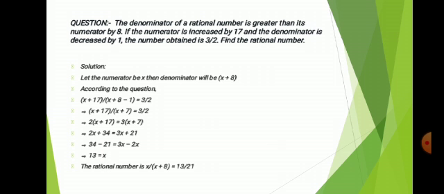On the right hand side, 3 is multiplied with the whole bracket: 3 into x will be 3x and 3 multiplied by 7 is 21. So 2x plus 34 is equal to 3x plus 21. Now 34 minus 21 is equal to 3x minus 2x.